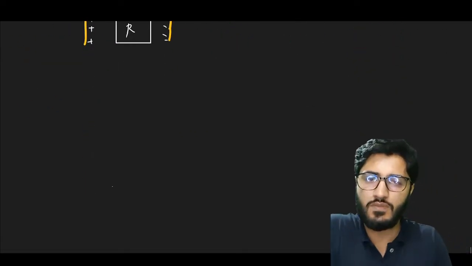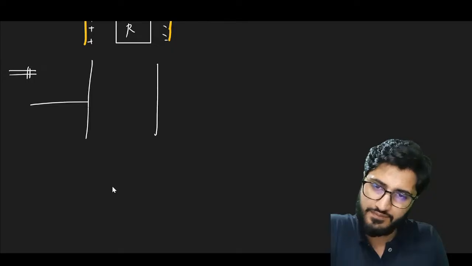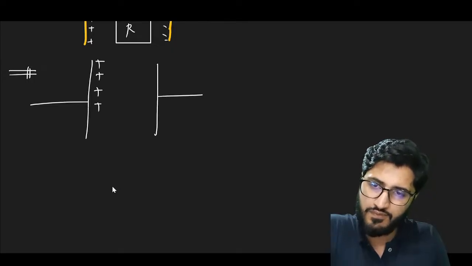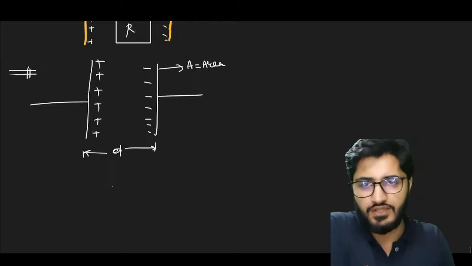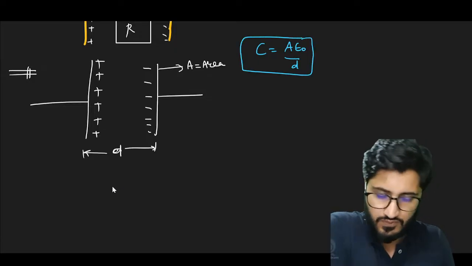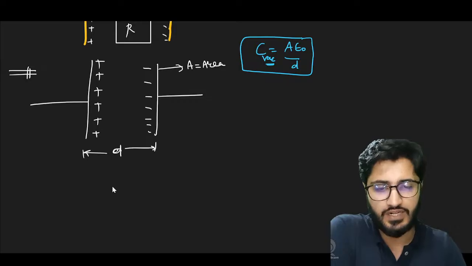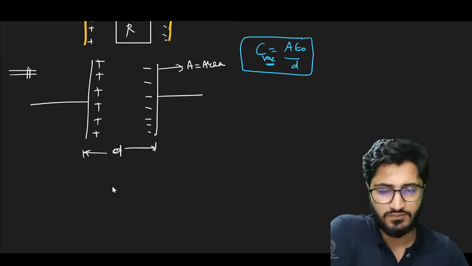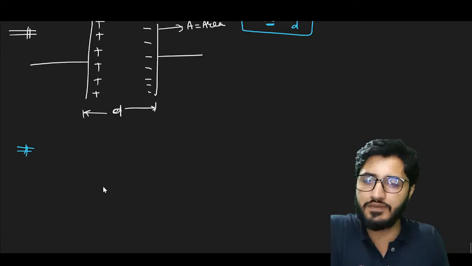Look now. Suppose we have a capacitor. Positive, negative. Area is A. This distance is D. What is C? Is it A epsilon naught divided by D? We know it. Or it is C vacuum. No issue. I guess we had the derivation on it, no? We did the derivation part also, right? Clear?